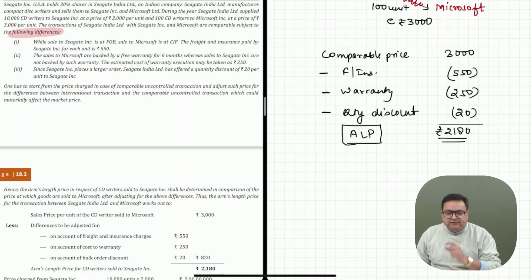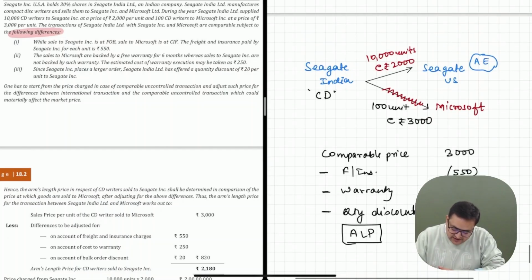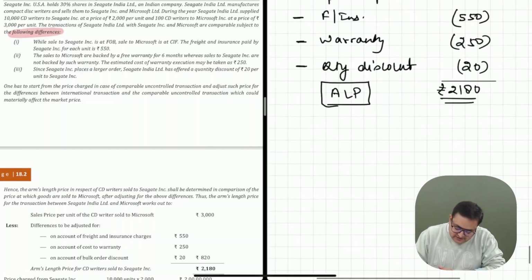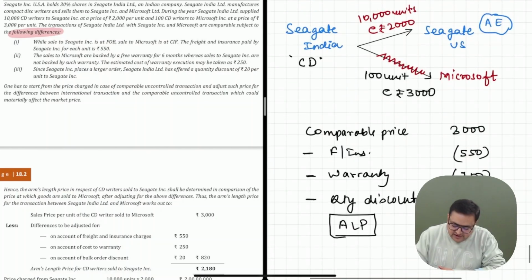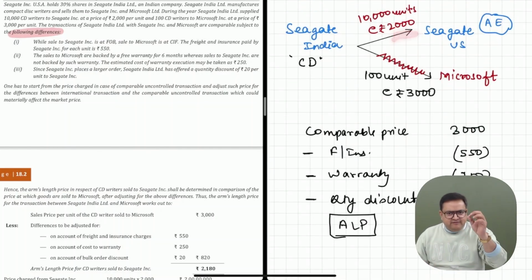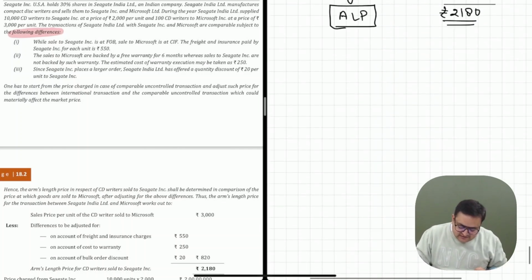And how much will we adjust now for the difference? See how much we have sold it to Seagate Incorporation. We have sold 10,000 units. So how much will we adjust? We have charged how much, guys? We have charged 2,000 rupees from them. A very, very important point I'm discussing right now. We have charged 2,000 rupees. Just understand, you don't have to write it down.